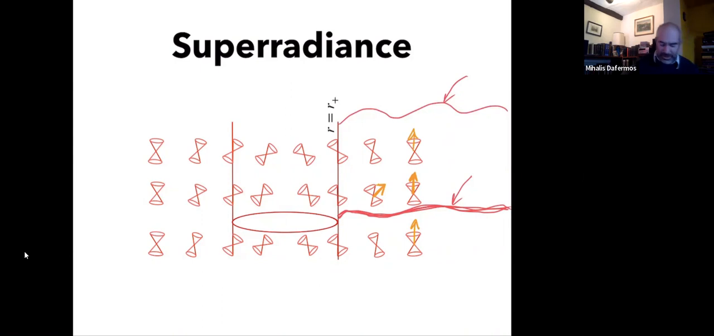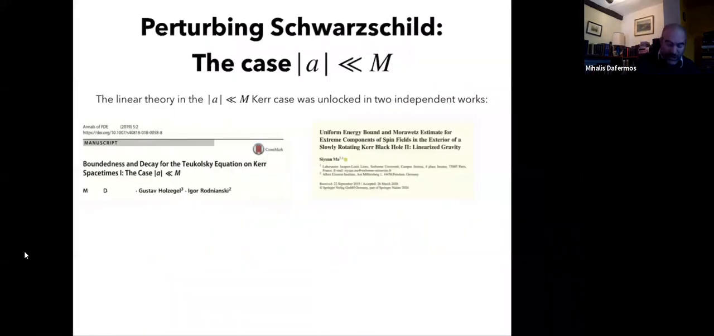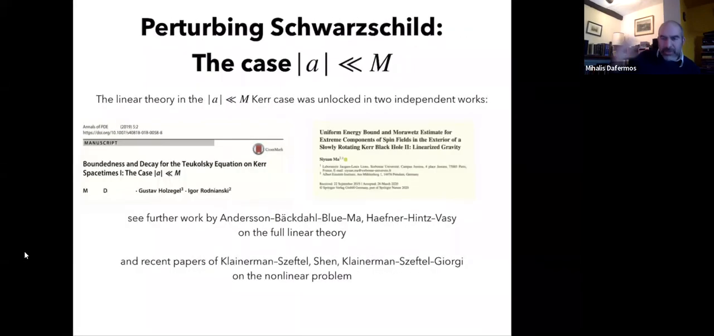So this is a phenomenon that happens in Kerr, and you should think that the strength of superradiance grows as your rotation parameter grows. It turns out that in the case where the rotation parameter is very small, essentially because superradiance is controlled by a small parameter, you can perturb the Schwarzschild analysis. And exactly how to do this in linear theory was unlocked in these two independent works that I show here. And there's been further work in the full linear theory, and even some recent papers on the full nonlinear problem in the essentially perturbed Schwarzschild case, so in the case where this a parameter is very, very small.